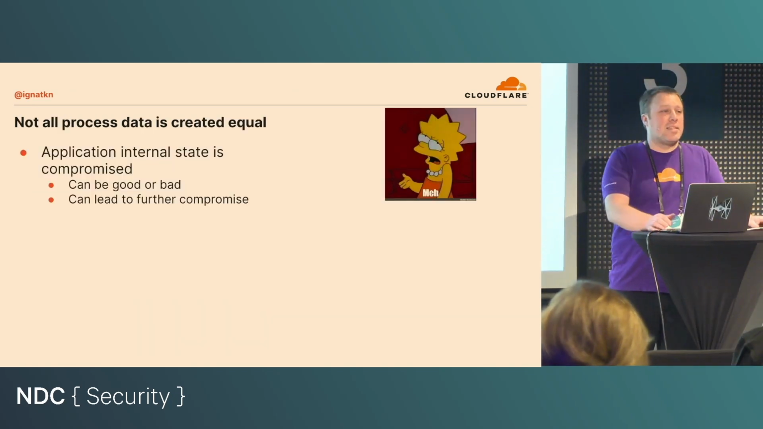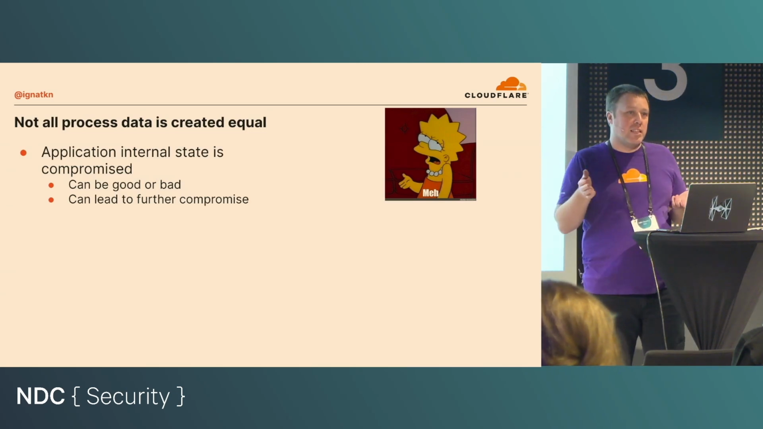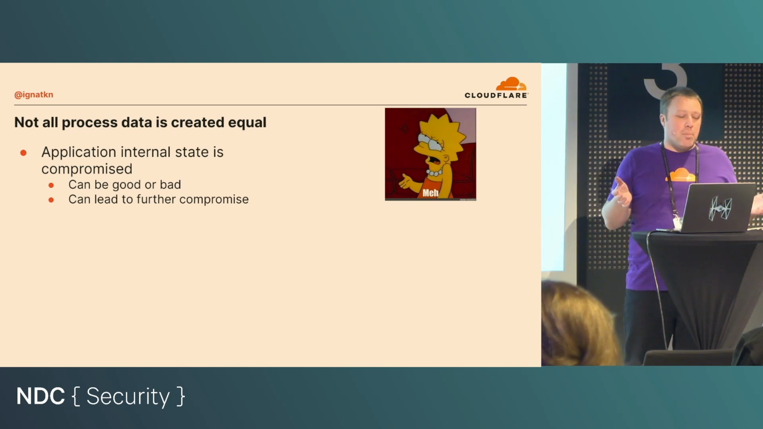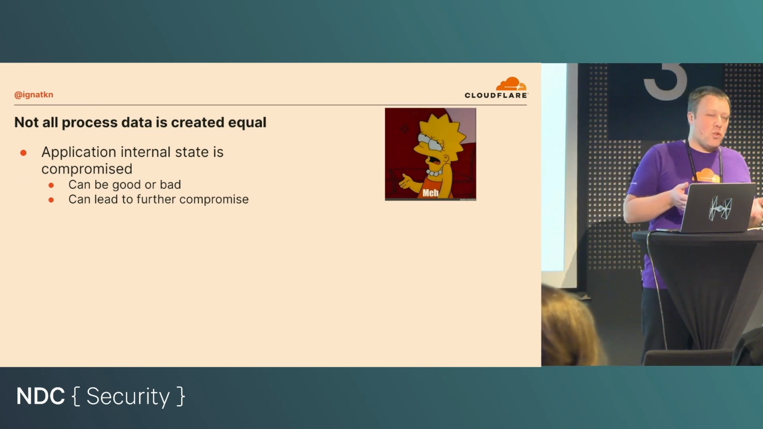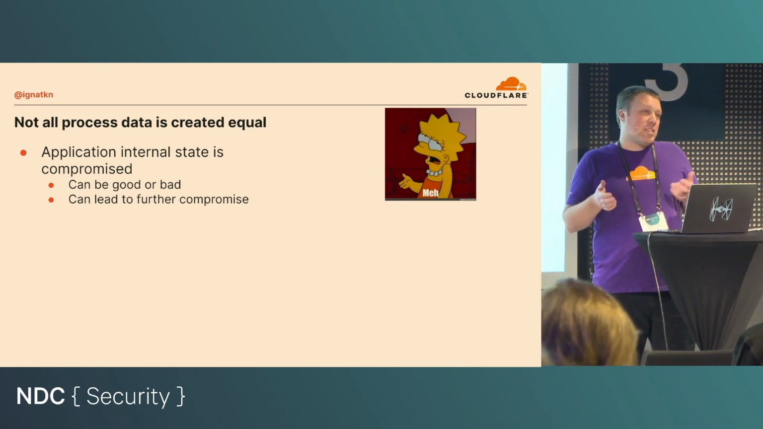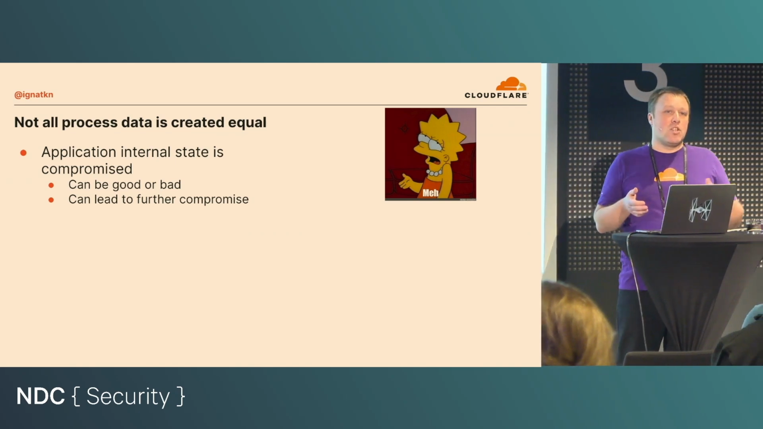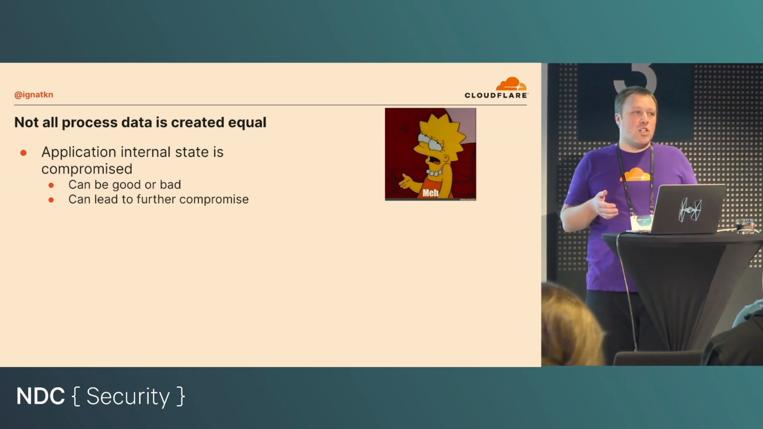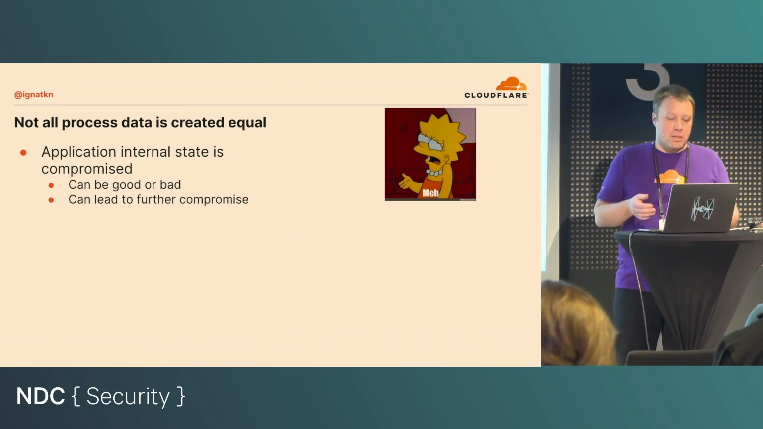But we can say that we just determined that not all data is created equal, right? So what if your application internal state is compromised? Well, is it bad? Well, it depends, right? It depends on what your application does, how your code has been compromised. For example, if your internal state is compromised in a way that can change the expected application flow, it can actually lead to further compromise, but sometimes not. So it depends, right?